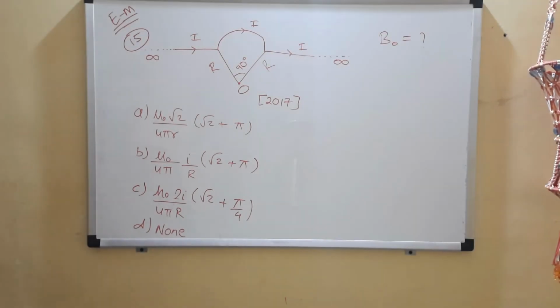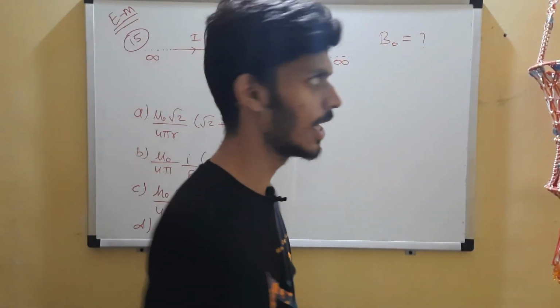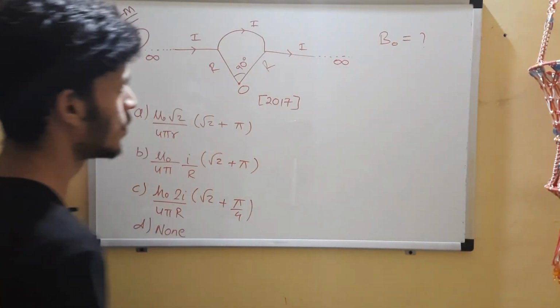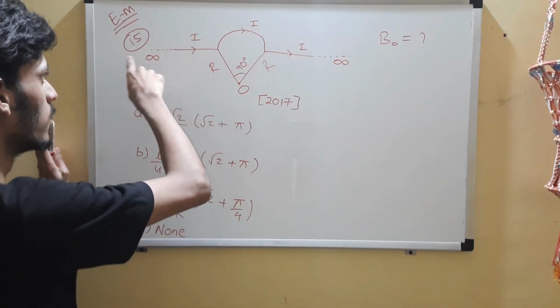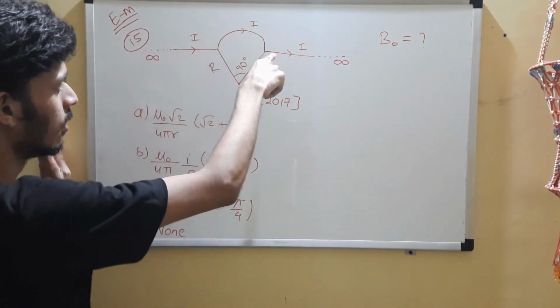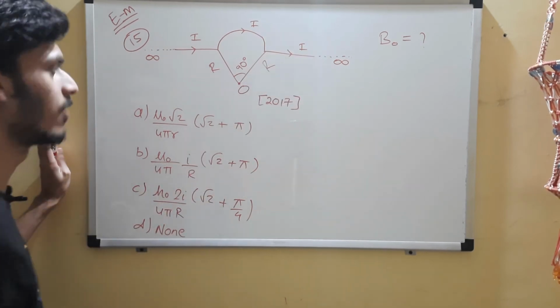So question 15 over here. Here also you are given an arrangement. You are supposed to find the magnetic field at point O over here. So you have a semi-infinite wire, an arc, and again a semi-infinite wire.